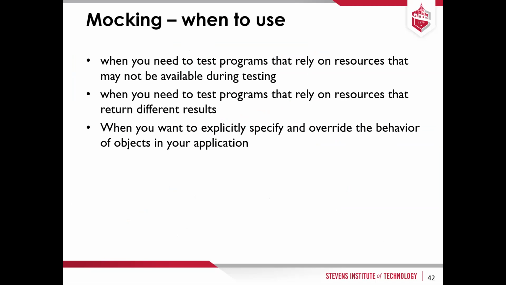When do we use that? When we need to test a program that relies on resources that are not available during the test, that are dynamic, and we explicitly specify and override the behavior of the object given the changes that they have in the dynamic behavior.